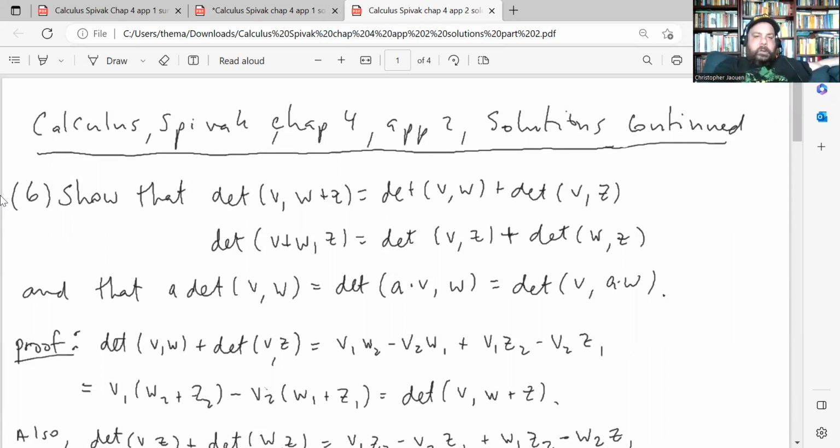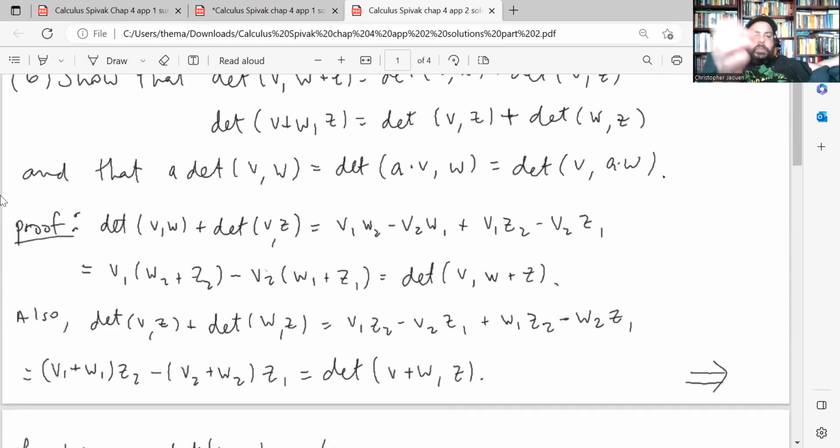and that's the same thing as determinant V comma A times W. Okay, so it's linear in each of the input slots. And to do this, you just use the coordinates. So it's very straightforward. It's just using properties of real numbers and so on.